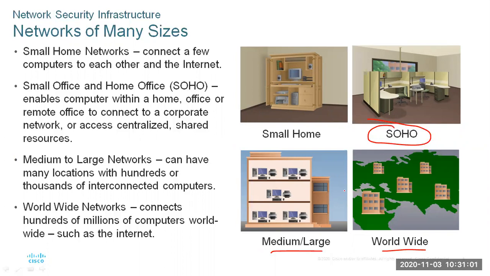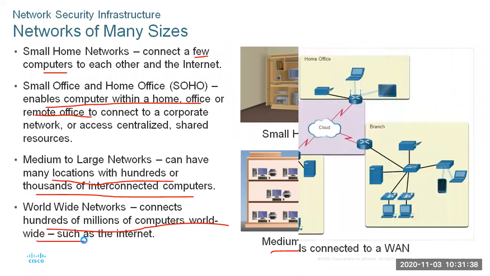Now, small home networks connect a few computers to the internet, like you can see here. A small office enables computers within a home office or remote office to connect to the network. A medium-sized network can have many locations with hundreds or thousands of interconnected computers, while the worldwide network connects hundreds of millions of computers worldwide, such as the internet.